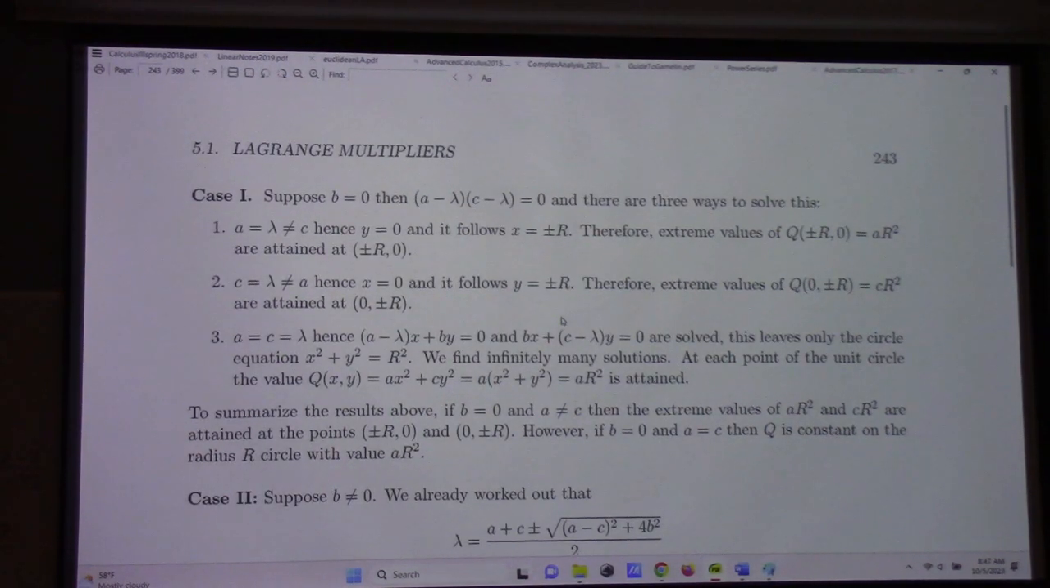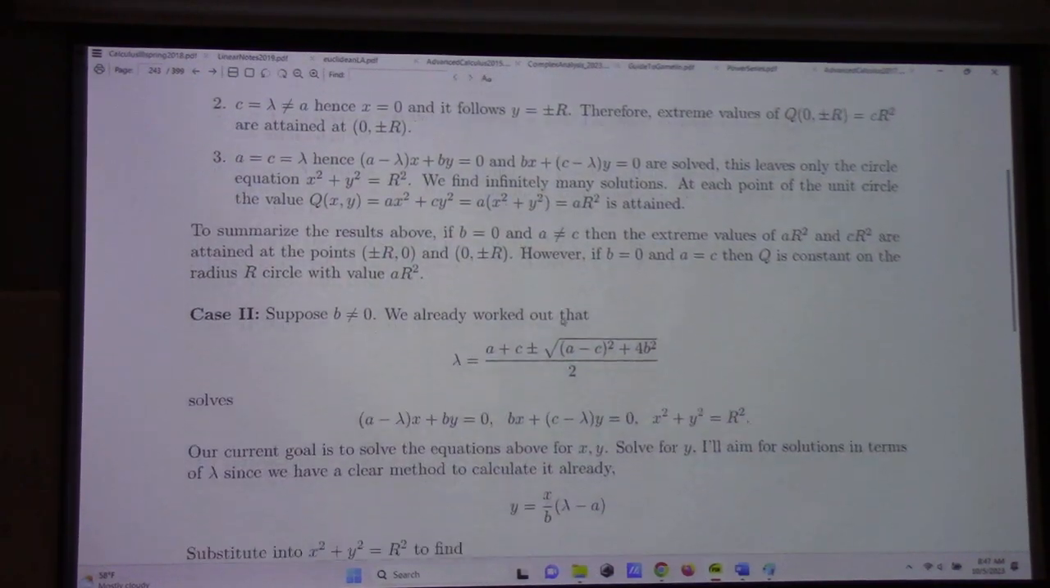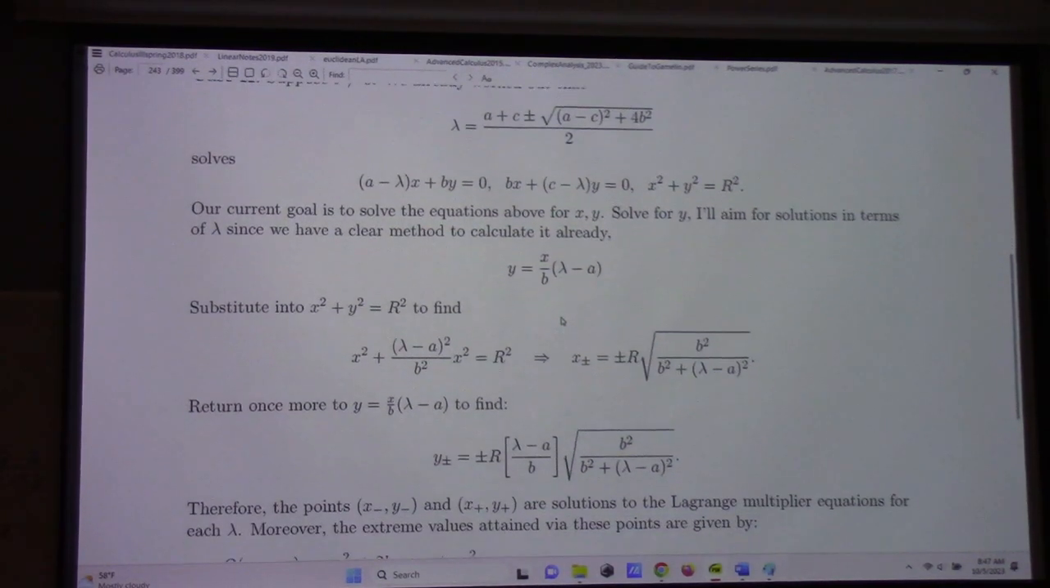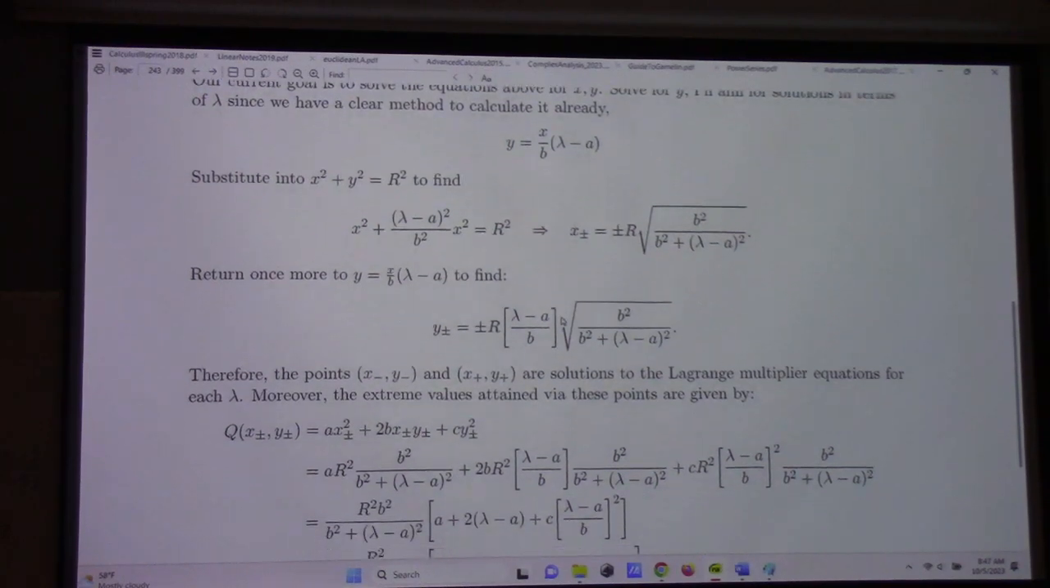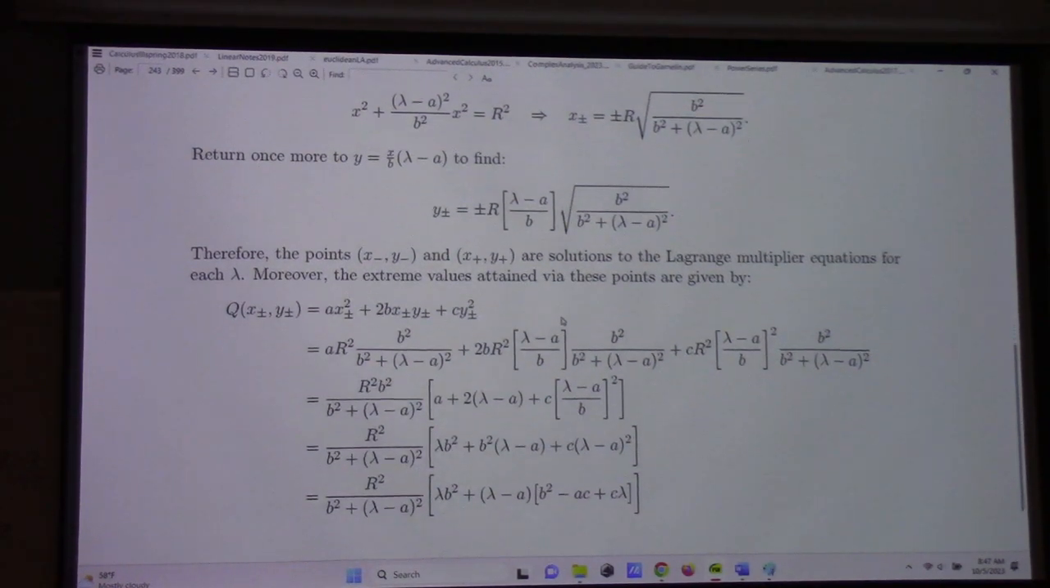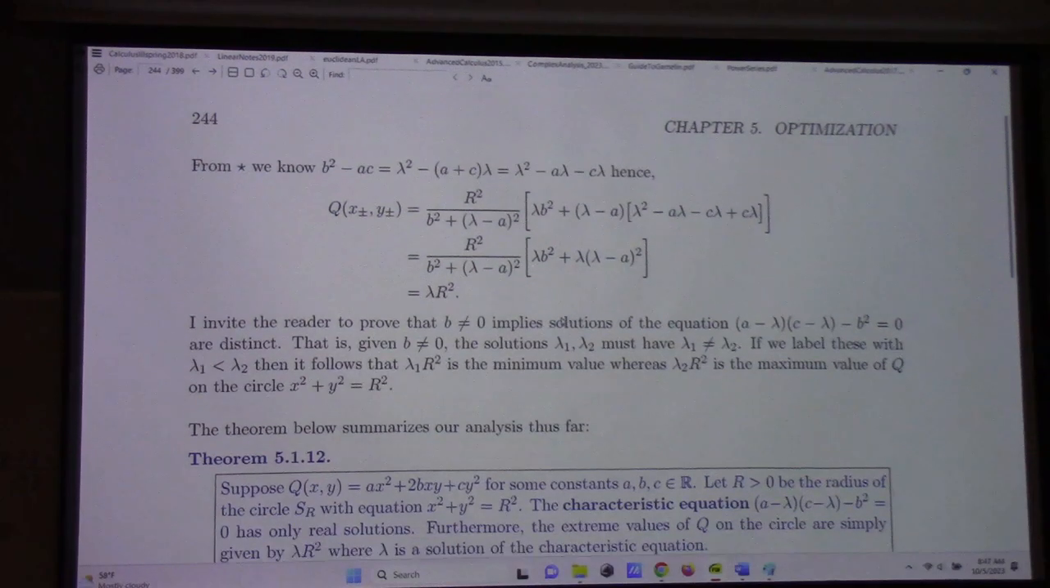there are different cases. If you have b equals 0, you get these three cases. If b is not equal to 0, you get what's down here. All right? And you work through it. I won't belabor it too much more here. But something really cool happens when you actually solve the problem and plug it in. The minimums and the maximums for the quadratic form on the circle are exactly lambda times r squared, as it happens, which is kind of cool. And just to summarize, I have a summary down here of what happens.